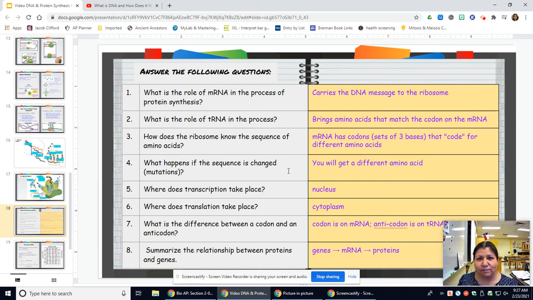What happens if you have a sequence that's changed? You could get a different amino acid, and that could form a different protein. We'll talk about that one a little bit later. Where does transcription take place? It's in the nucleus. Translation is in the cytoplasm. What's the difference between a codon and an anticodon? The codon is on the mRNA and the anticodon is on the tRNA. Next, summarize the relationship between proteins and genes. Genes are sections of DNA. Our genes are going to code for mRNA, and mRNA is going to code for proteins. Hopefully you did okay on this.